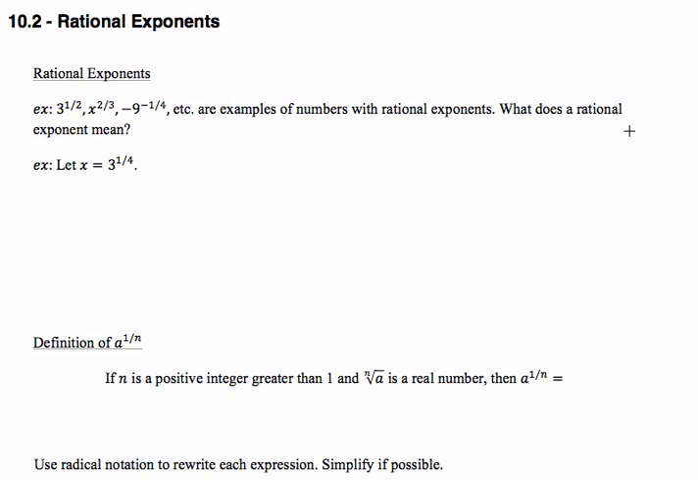So a rational exponent means that you have a fraction in the exponent like this, 3 to the 1/2, x to the 2/3, -9 to the -1/4. You have a fraction in the exponent. That's a rational exponent. So what does that mean exactly? Well, let's look at this example to figure out what that means.